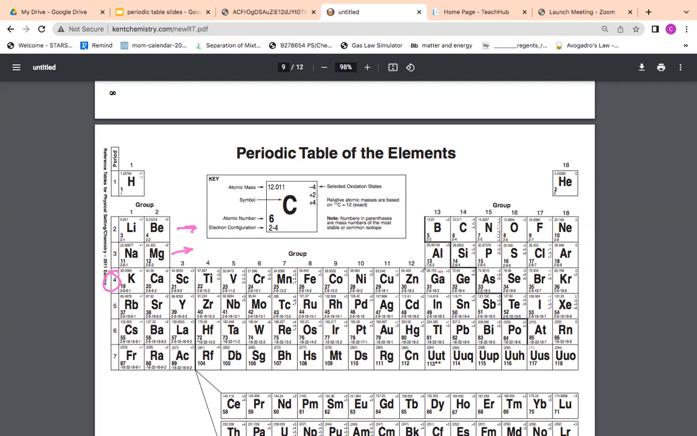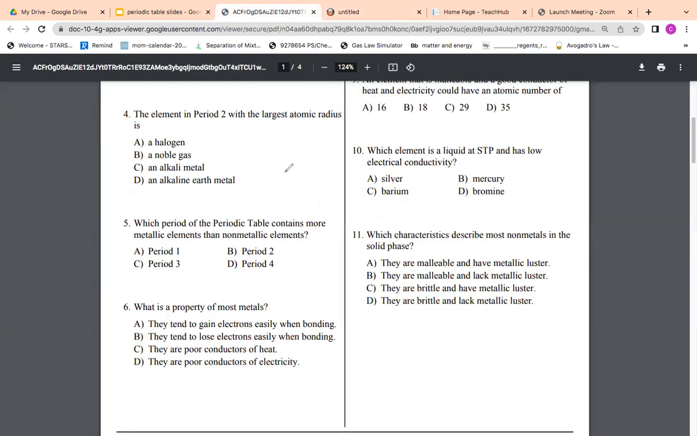So all of these things are metals. These right here are metalloids. And then these are the nonmetals. So this is the one period where the majority of the elements are metallic rather than non-metallic. So we're going to want to go with choice D, period 4. Number 6, what is a property of most metals?